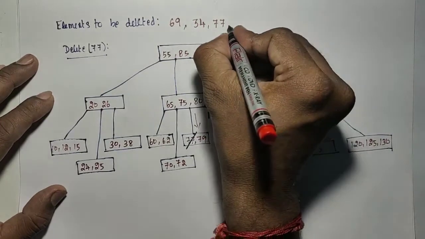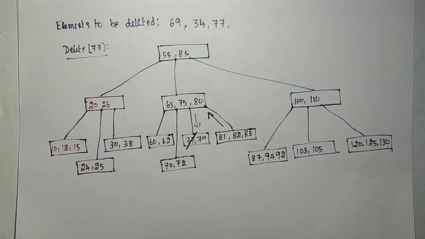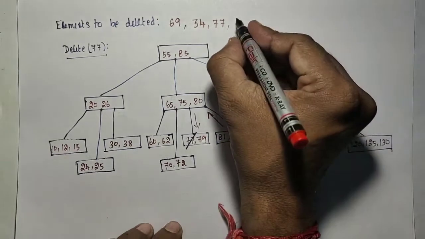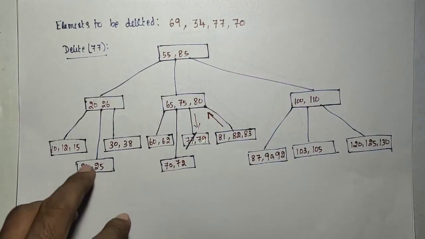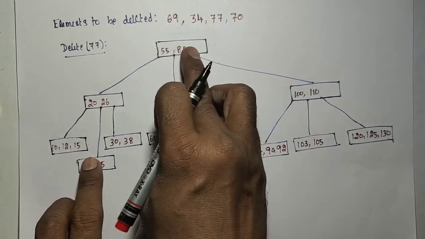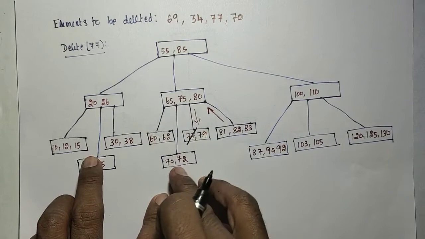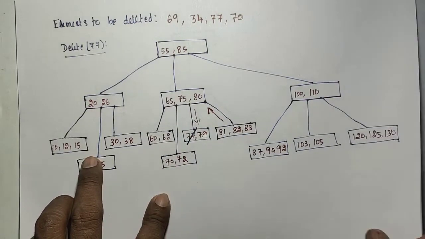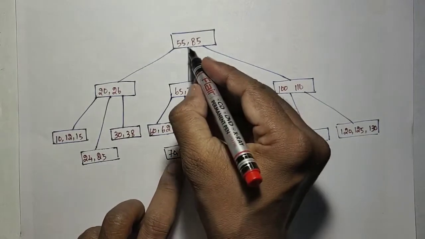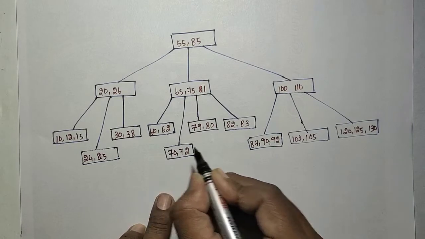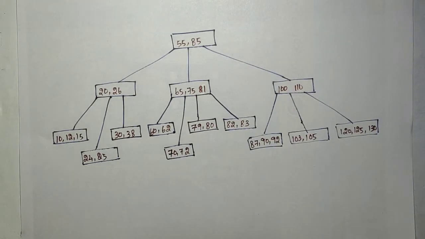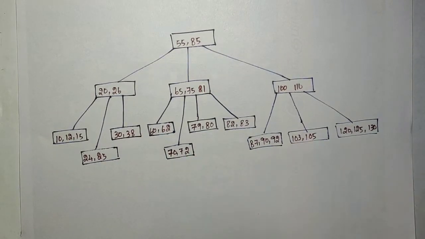Now we need to delete the next element. I want to delete 70. Where is 70 present? In between here, come to here, in between this, come to this, and that is a new node. Here is 70 in this node. Now it is a leaf node. A leaf node we can simply delete.